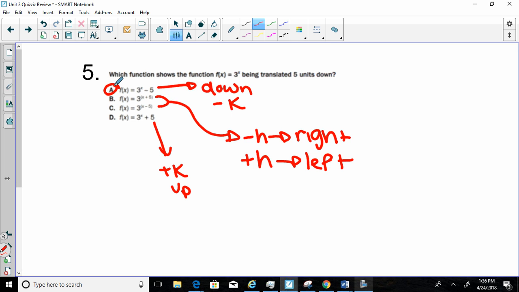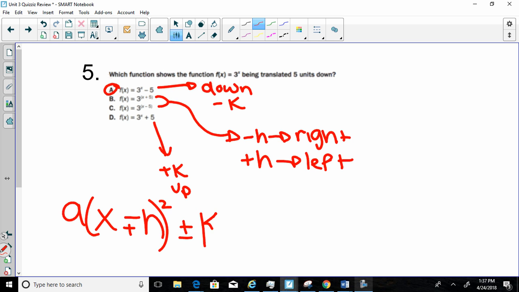Remember that the constant is always your K no matter what. So the constant is always your K, moving up and down. Does that make sense? Okay. So remember, if it's in the exponent, remember this right here, transformations for quadratics.